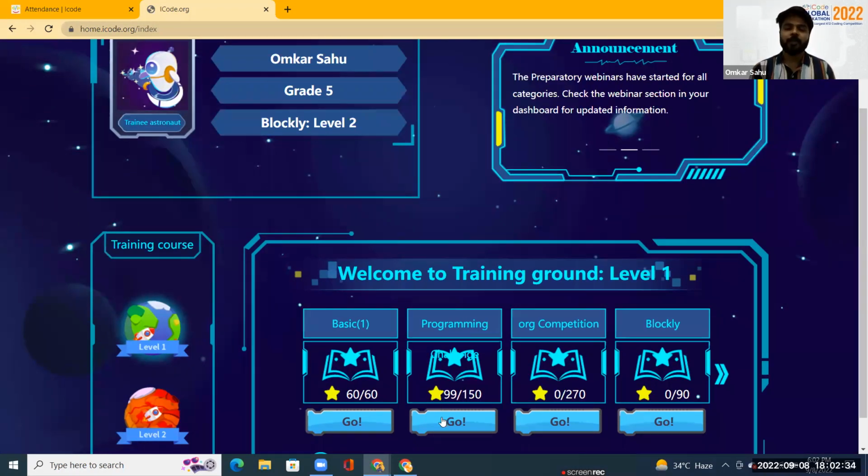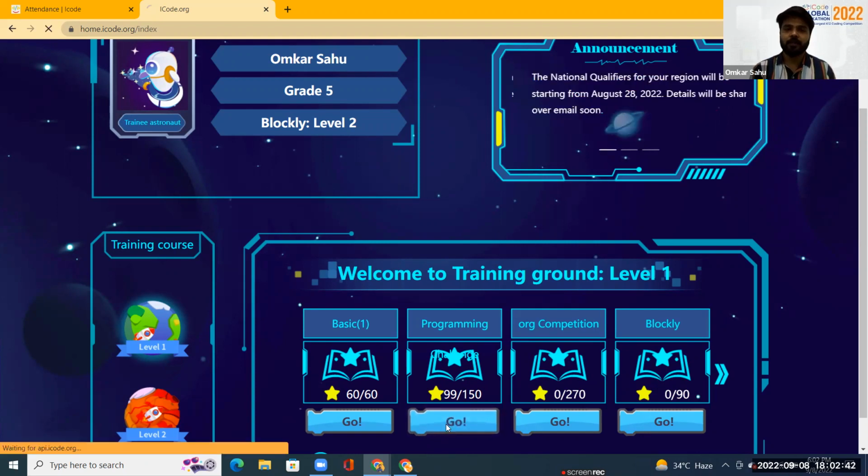So we'll be clicking on the button go. As soon as you click on it, it will take you to the gaming engine, and after that the gaming engine will start loading for you. As you can see, the game is loading for us.